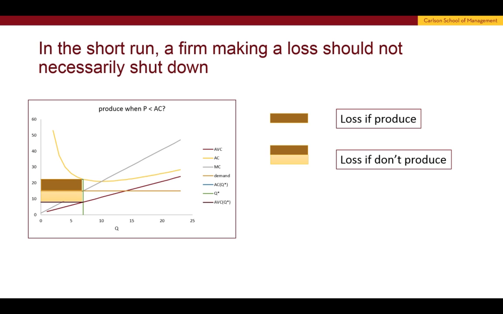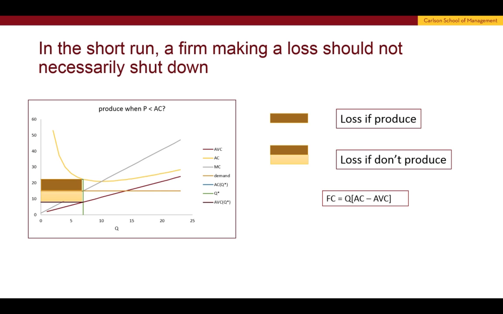These two rectangles together are the losses if the firm doesn't produce, and they're bigger than the loss if the firm does. So the firm should go ahead and produce even if it's losing money, if the losses when it does produce are smaller than the losses if it doesn't.